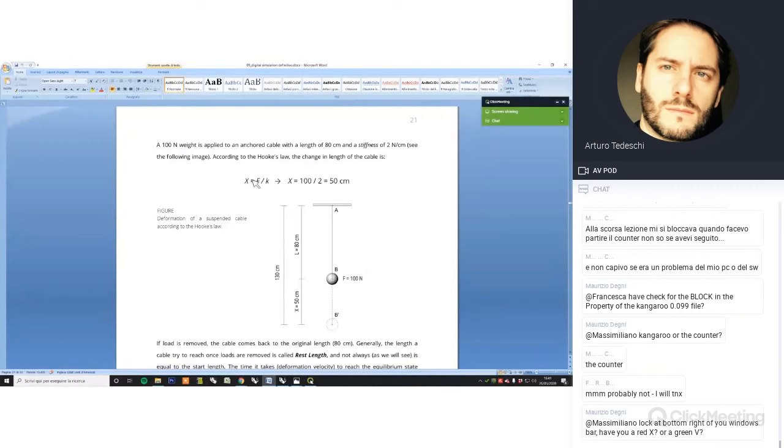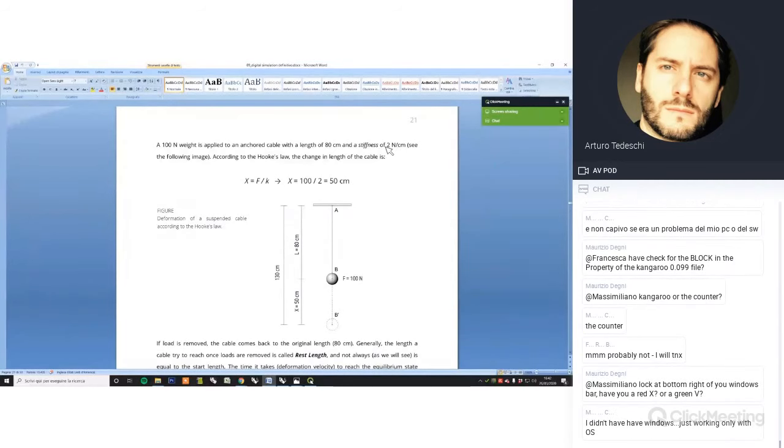length. And so according to this specific example, to Hooke's law, deformation is equal to 100 Newton divided by 2. 2 is the stiffness, which is a datum of our problem. So if our cable has a stiffness of 2 Newton per centimeter, according to this simple equation we can find the deformation of this cable under the applied load of 100 Newton. Now, Kangaroo works according to Hooke's law.